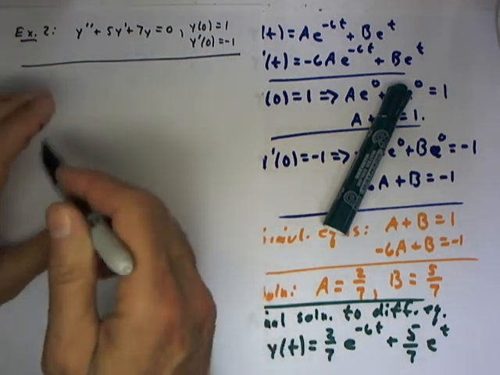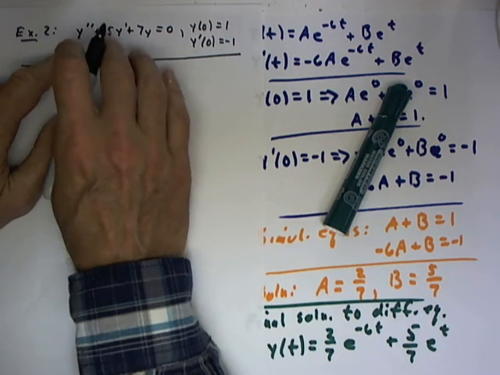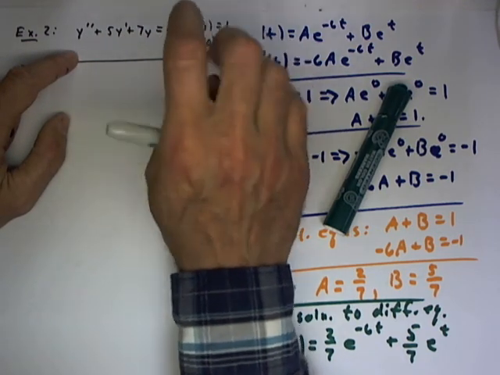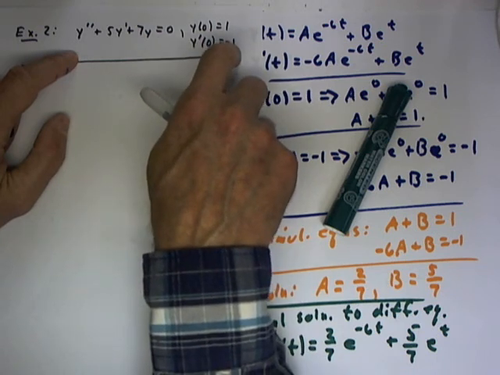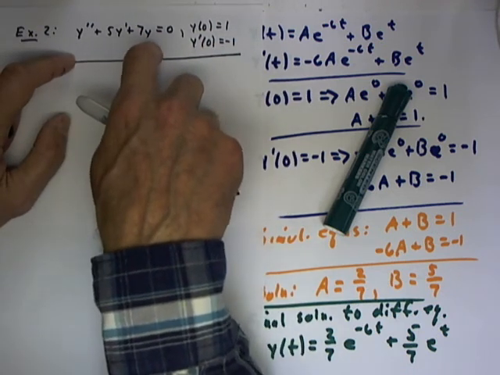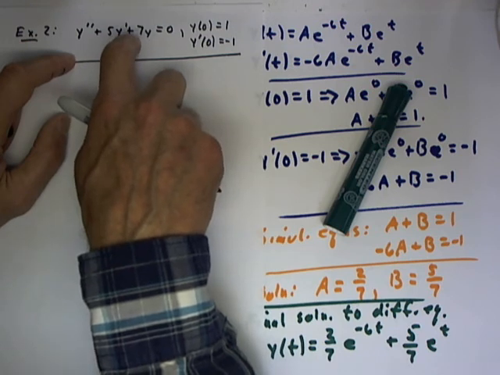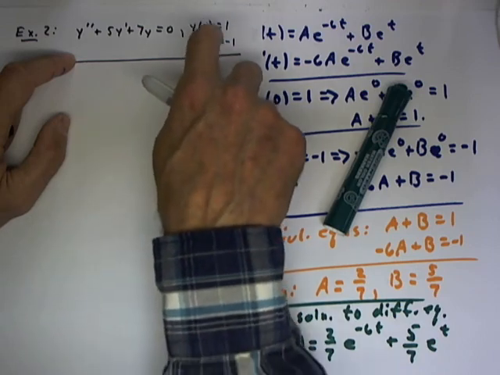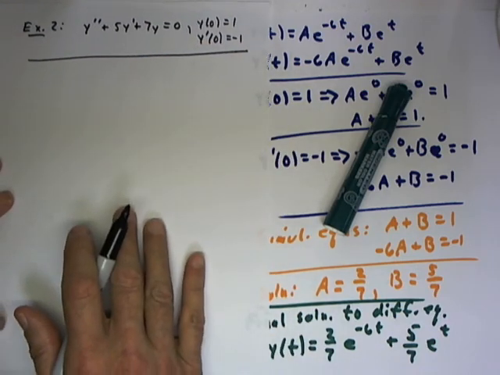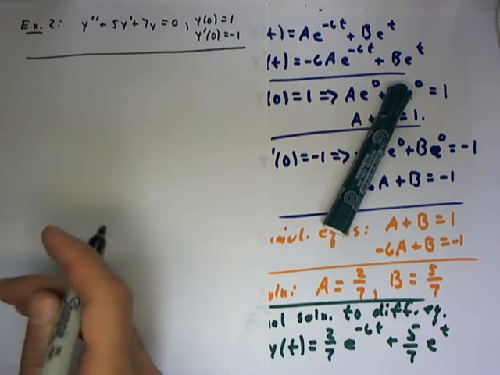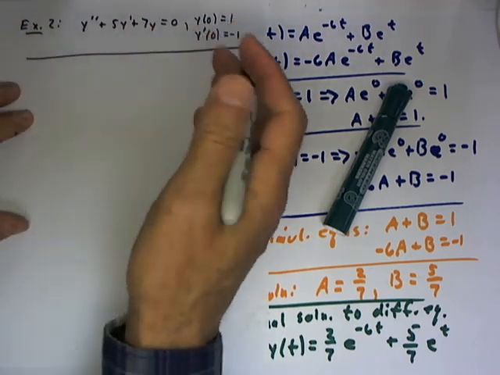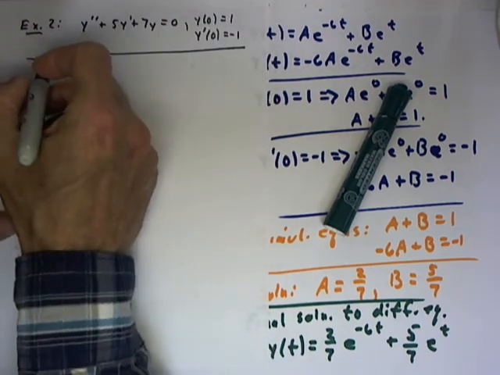Okay, our second example. y double prime plus 5y prime plus 7y equals 0, with y of 0 equal 1, y prime of 0 equals negative 1. Very similar to our last equation, except in our last equation this plus 7 was negative 6. Our initial conditions were the same as what we have here. And these initial conditions are fairly simple conditions to handle numerically and algebraically. But the process is pretty much the same no matter what the initial conditions might be.